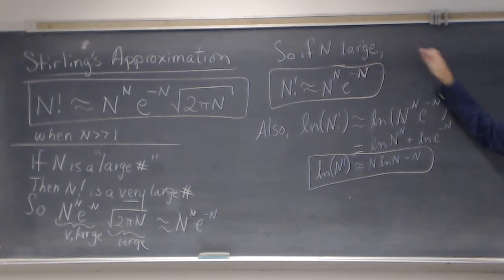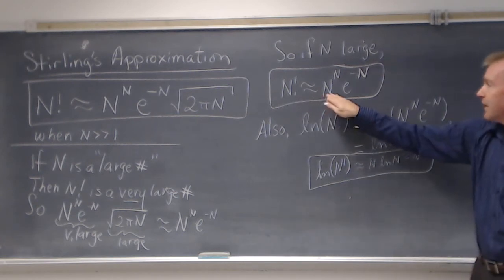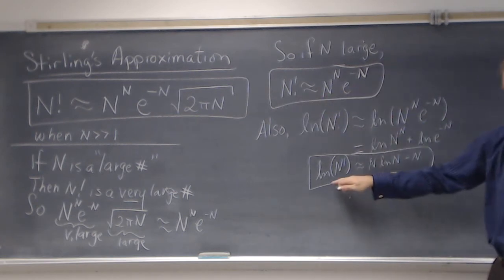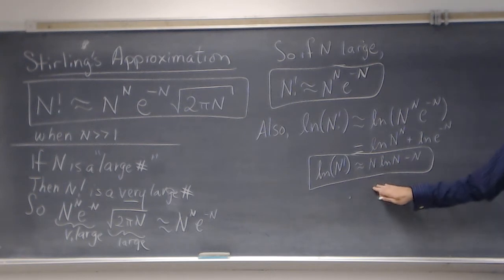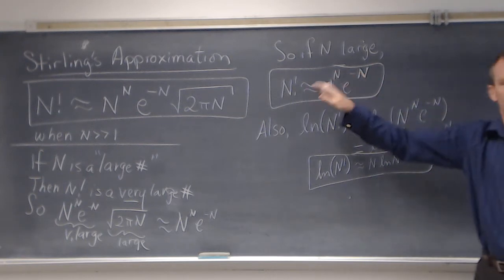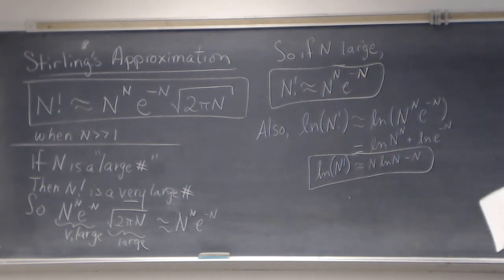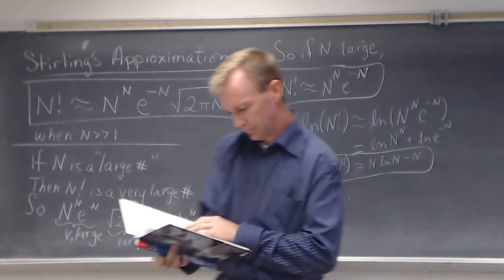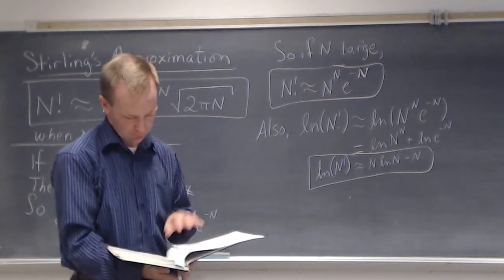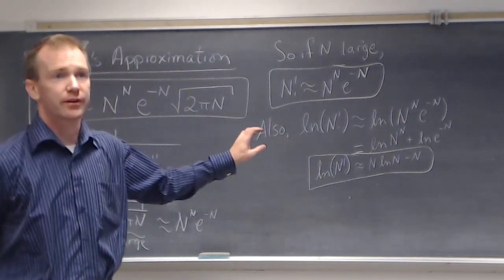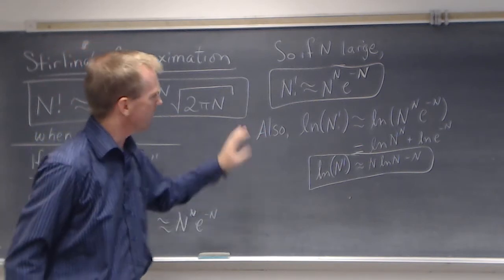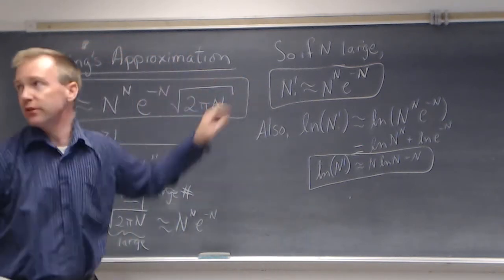Again, if n is large, we found that n factorial is roughly this, and therefore the natural log is roughly n log n minus n. This is going to be the form that we use most often, but we're also going to want to know these others here. Any questions on that? All right. Keep this in mind, but remember also these other two.